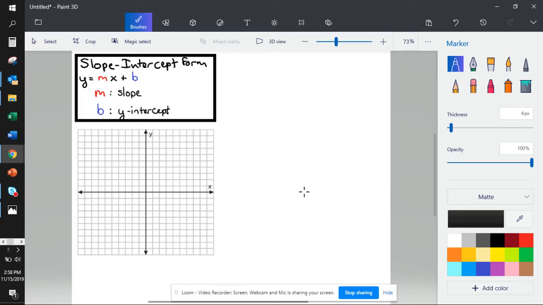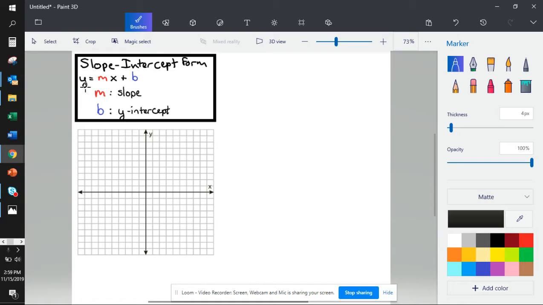About slope-intercept form. Slope-intercept form is one way that linear equations can be written. It's a common way. And what this allows us to do is to see different parts of this equation and be able to graph it and understand what it's doing at a very simple first glance.